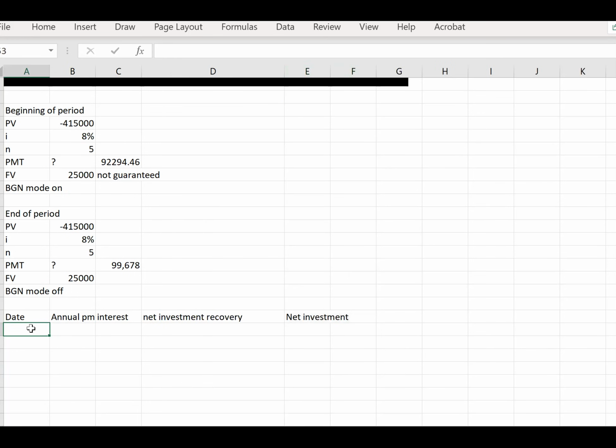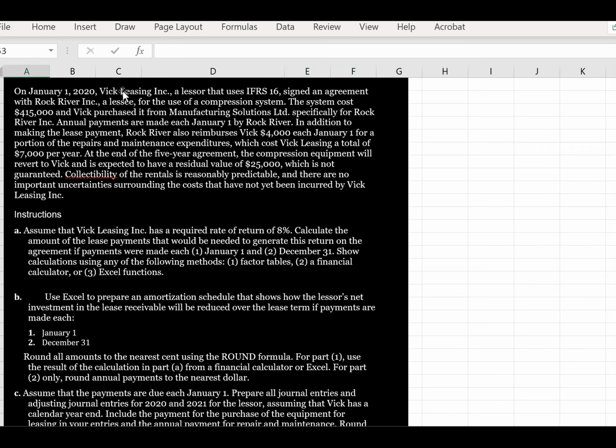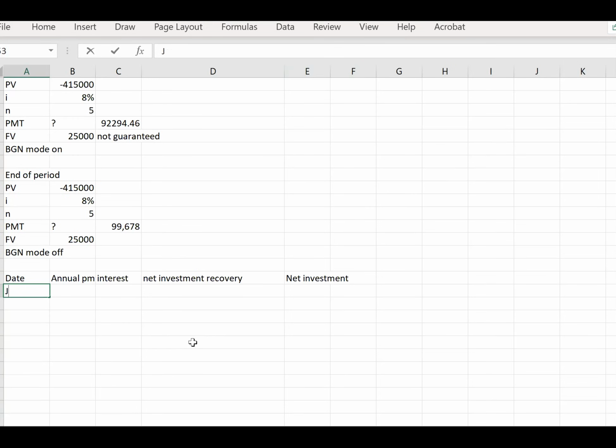Okay, so the date here is going to be, this is a 5-year lease and it was signed on January 1st, 2020. We're going to have January 1st, 2020 twice, January 1st, 2021, January 1st, 2023, January 1st, 2024, January 1st, 2025. So let me just see how many years we've got here. This is 6 and it's a 5-year lease, so we can get rid of 1. And we're going to have December 31st, 2024 is going to be the residual.